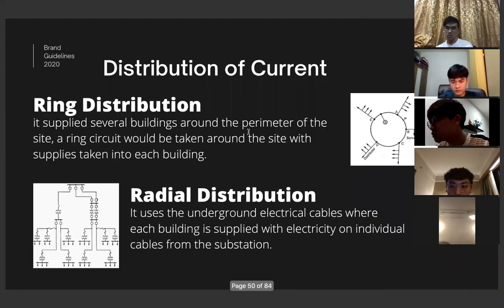Distribution of current. There are two kinds of distribution of current: ring distribution and radial distribution. Ring distribution supplies several buildings around the perimeter of the site. A ring circuit will be taken around the site with supply taken in each building. And the radial distribution is due to the underground electrical cables, where each building is supplied with electricity on individual cables from the substation.